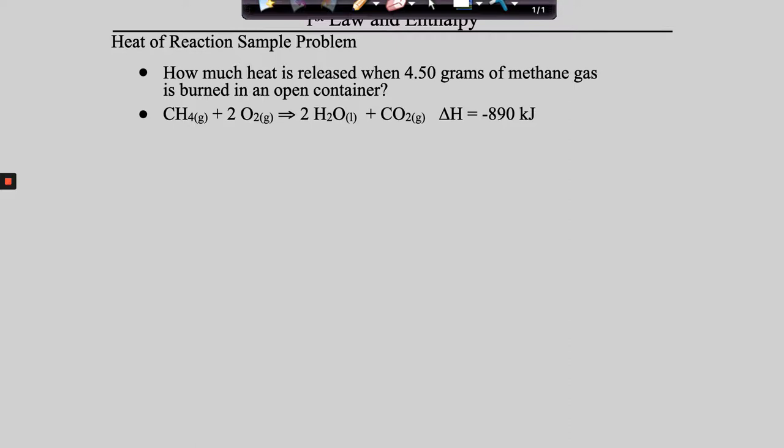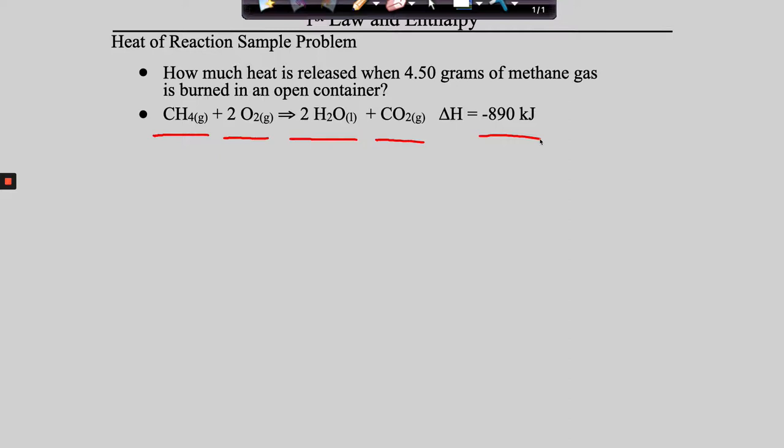So, guys, we will be solving questions like this that say things like, how much heat is released when 4.5 grams of methane is burned in an open container. The only reason I bring that up is it gave me the opportunity to show you a thermochemical equation. And, guys, this thermochemical equation goes like this. A mole of methane reacts with 2 moles of oxygen, and it makes 2 moles of water and 1 mole of carbon dioxide. And when that happens, there's about 900 kilojoules of energy involved.